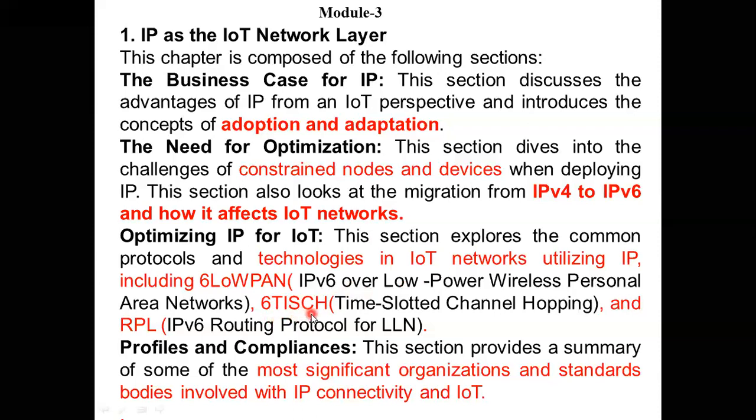Next is 6TiSCH. The full form is IPv6 over Time Slotted Channel Hopping, right? And the last protocol we have to discuss in this topic is RPL, the IPv6 routing protocol for LLN. What is LLN? Low power and Lossy Network. These IoT networks we call a low power and lossy network.